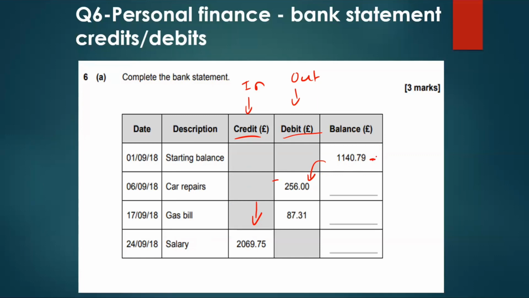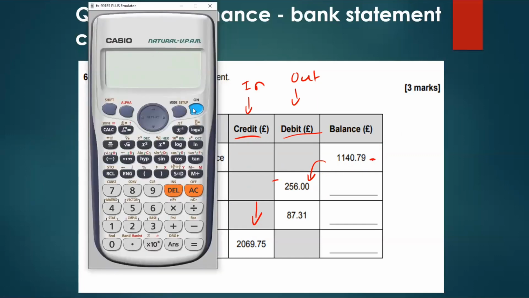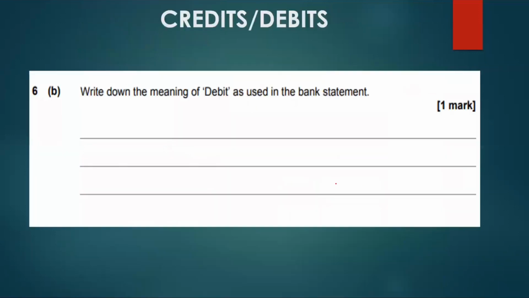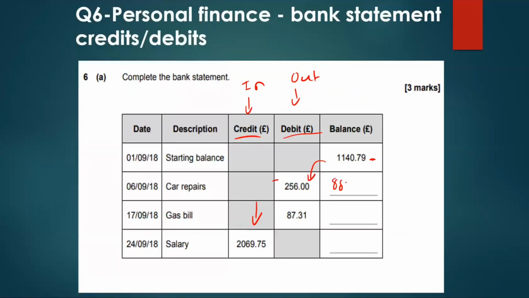So I can easily do that on my calculator. 1140 take away 256. What I can do is 1140.79 take away 256.00, and that gives me an answer of 884.79. So I can put in there 884.79. And then again, I lose some more money.